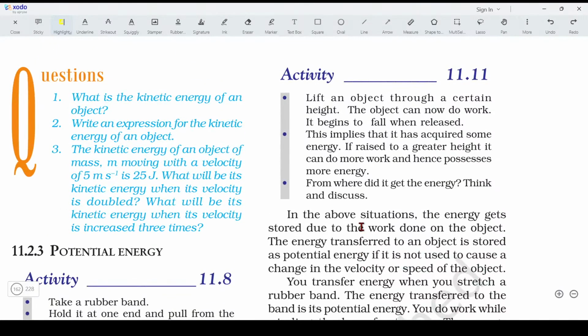What is the kinetic energy of an object? What is kinetic energy?